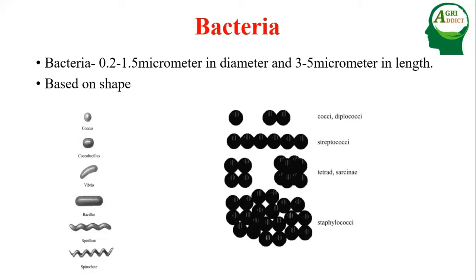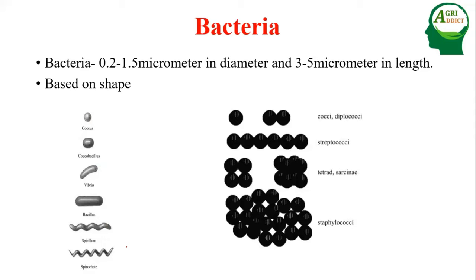As you can observe here, if it is a rod shape, it is bacillus. If it is a spherical, we call it as coccus. If it is a comma shape, it is vibrio. If it is spiral, we call it as spirillum. Flagellous spiral, we call it as spirochete.